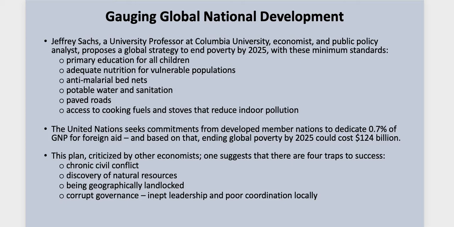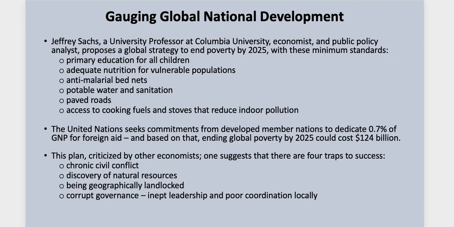University professor, and that doesn't mean he's a professor at this university. The university professor is like the ultimate status, I guess, at Columbia University. And Jeffrey Sachs, he's an economist and a public policy analyst, had a global strategy he proposed to end poverty by 2025. That's very, very ambitious, I'd say. And these minimum standards would be the way to measure that. And these are elements that you're going to hear mentioned again and again in the next few slides about what can be done to end poverty in the globe.